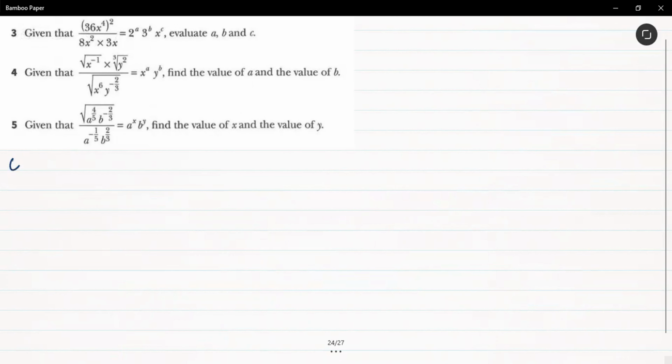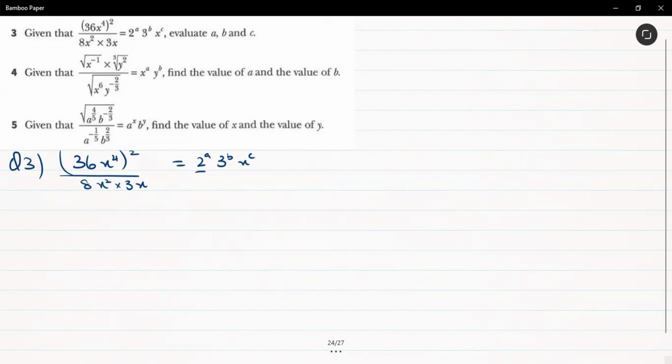Okay, so question number 3. They've told us that 36x to the power 4 whole squared divided by 8x squared multiplied by 3x is equal to 2 to the power a, 3 to the power b, and x to the power c. And they've told us to find these three values, a, b, c. They've simply told us the simplest values we are going to need, so we are going to make our answer in terms of 2, 3, and x.